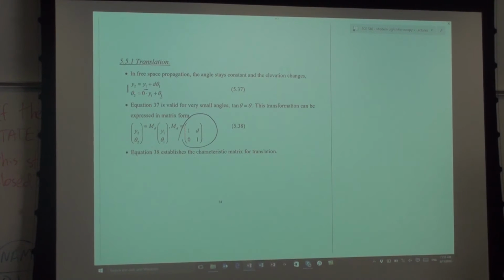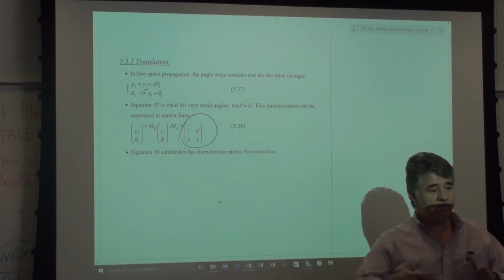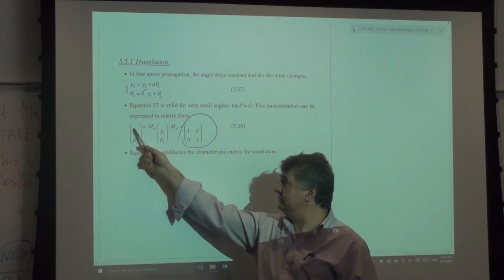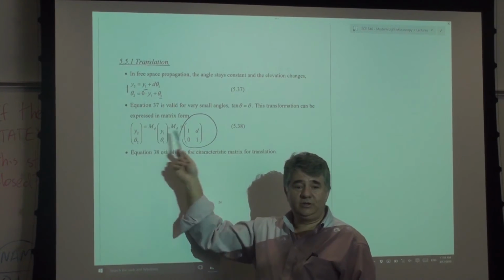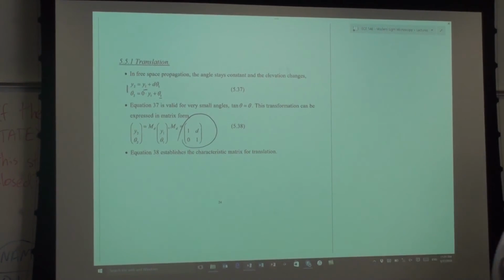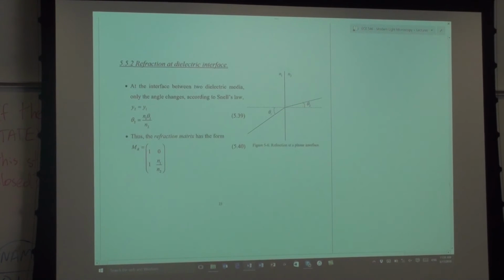So it means whenever you need to propagate a ray over an arbitrary distance d, you just take your input, this is an input vector, right? Multiply by the matrix, and I get the output vector right away. Okay, that was easy, right?